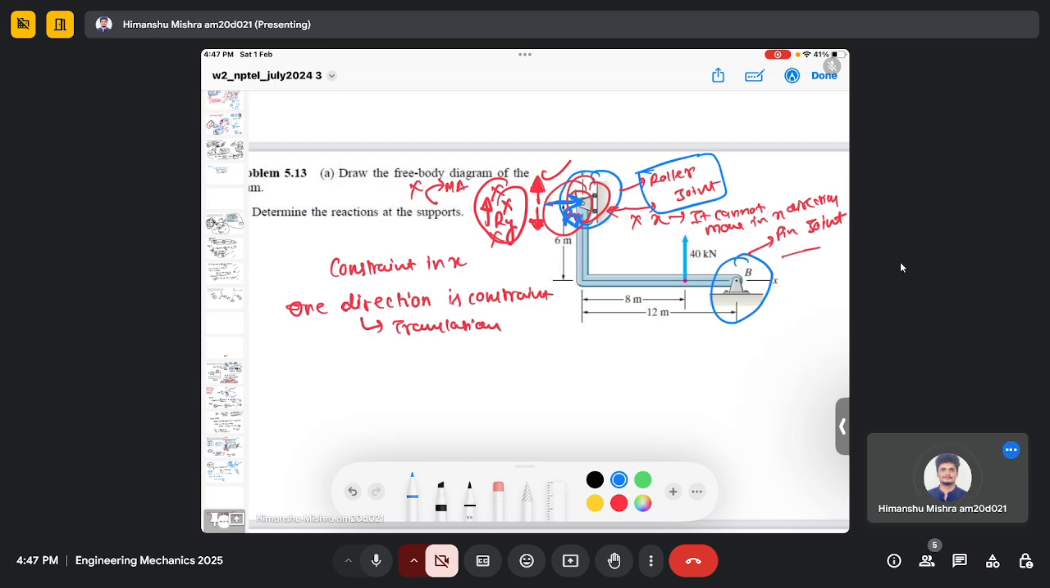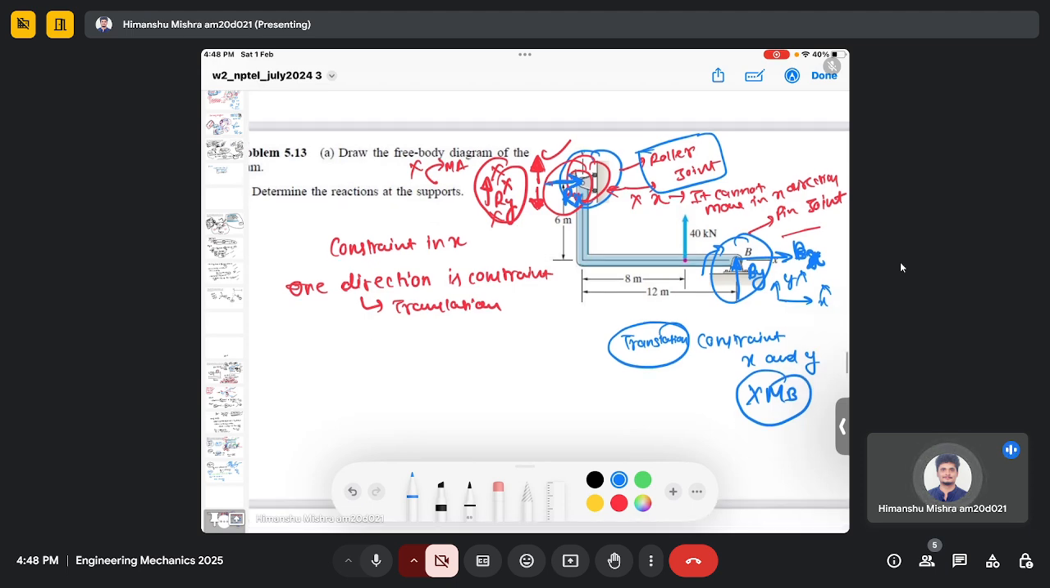In the pin joint, the translation motion is constant in both directions, x and y, which means it cannot move in x, it cannot move in y. So there will be two reaction forces, let's say By and Bx. So there are two reaction forces, but it can rotate, so there will be no reaction moment at B.